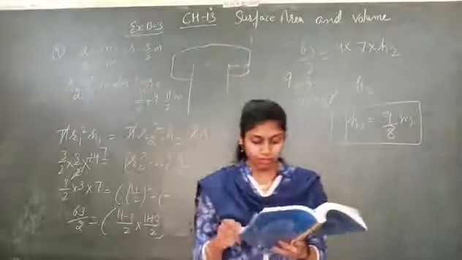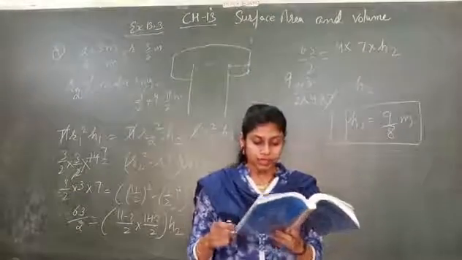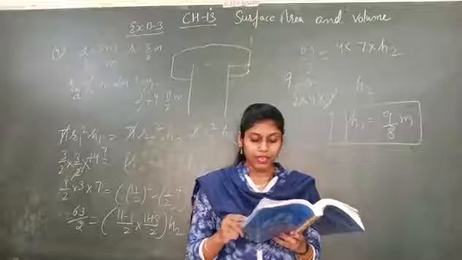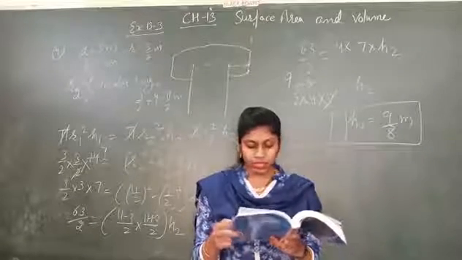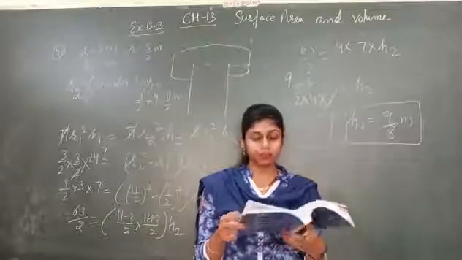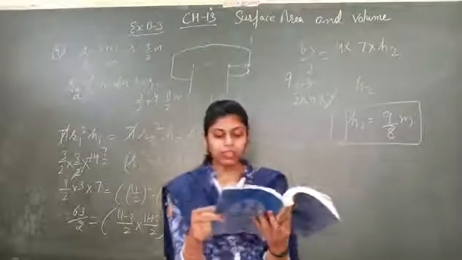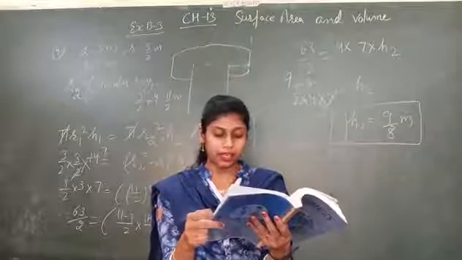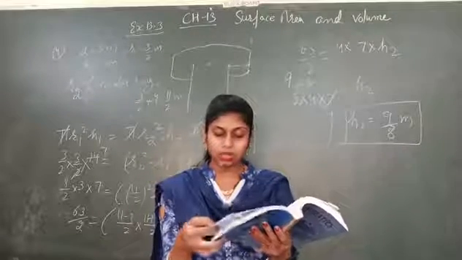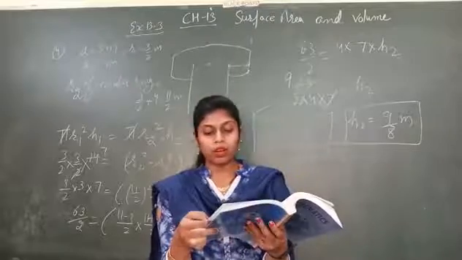Next, question number 5. A container shaped like a right circular cylinder having the dimensions are given, full of ice cream. The ice cream is to be filled into the cones of height 12 cm and diameter 6 cm, having a hemispherical shape on the top. Find the number of the cones.